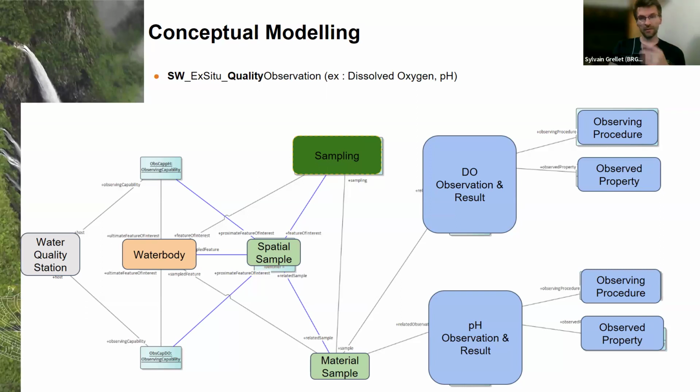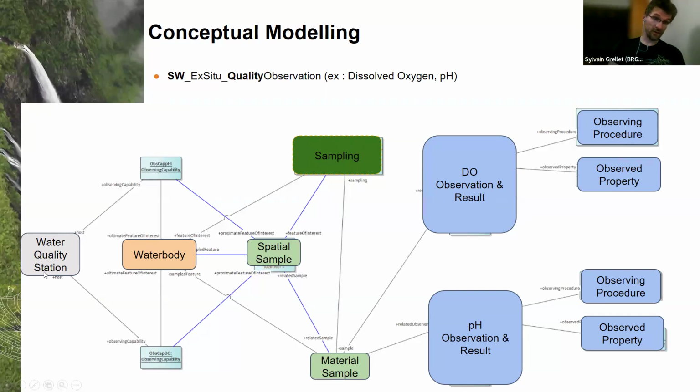So it's slightly different, but the difference resides more here in introducing sampling and material sample. The material sample in OMS is the fraction of water you take to the lab. You still have that water quality station. We still have the observing capability I mentioned. We are not detailing the observing procedure on that image because it would be too big.